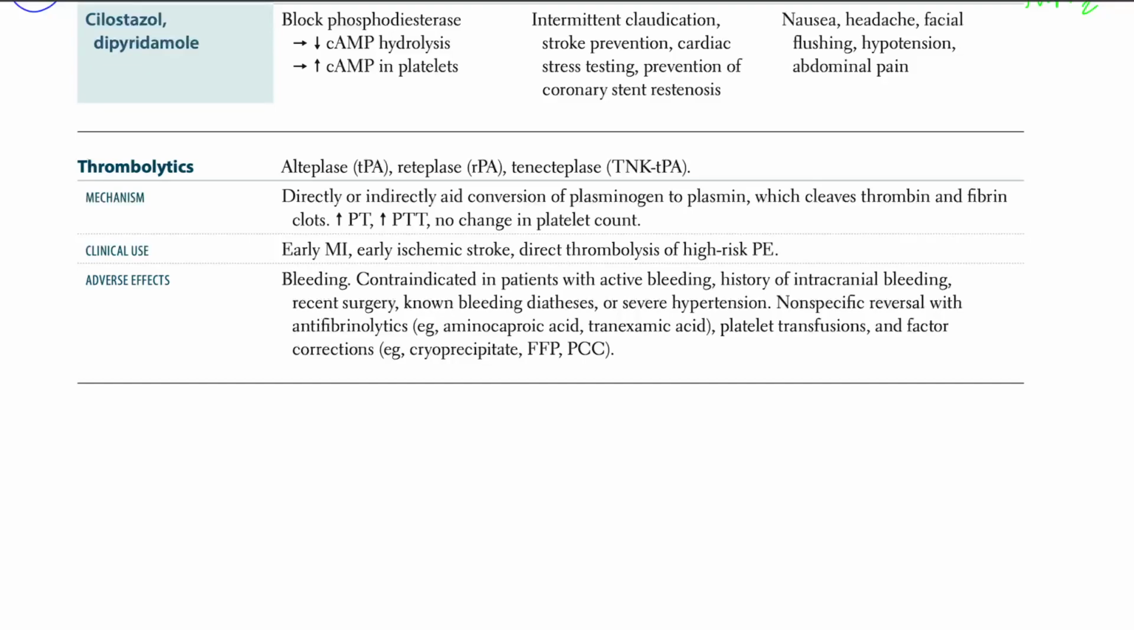Okay, before we start talking about thrombolytics, let's also go back to cilostazol and dipyridamole. So the mechanism, what are these guys doing? Well, cilostazol or dipyridamole, first they cause vasodilation, and they inhibit platelet aggregation.